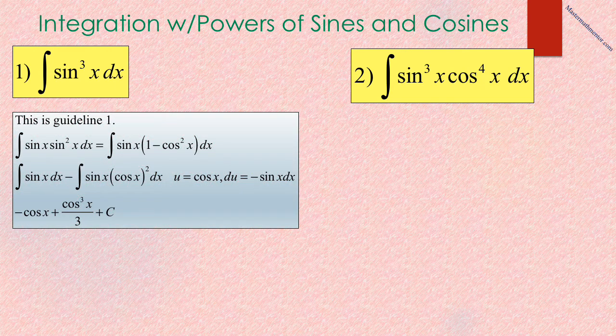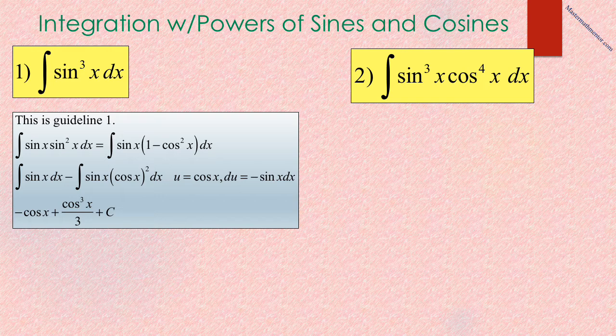In problem 1, we're asked to integrate sine cubed of x dx. Again, this is Guideline 1. We pull out a sine x, and we have the integral of sine x, sine squared of x, dx. We can write sine squared of x as 1 minus cosine squared of x. And now we can split this into 2 integrals, the integral of sine of x dx minus the integral of sine of x cosine squared of x dx.